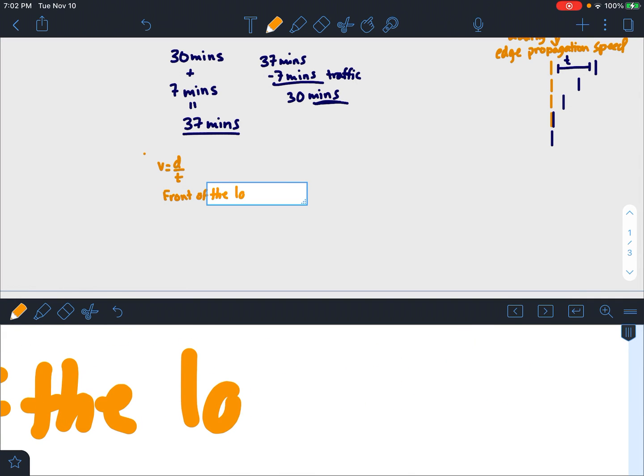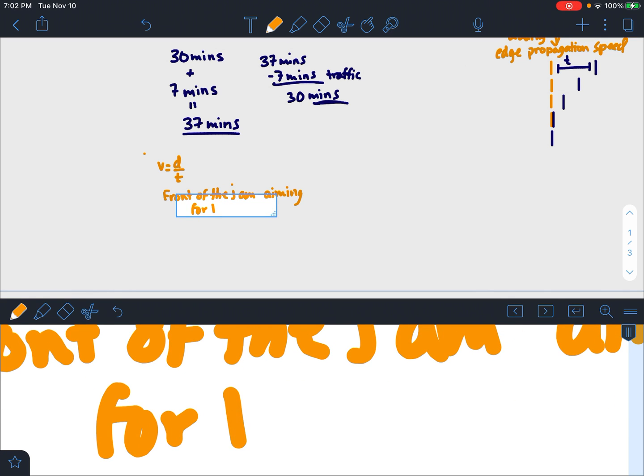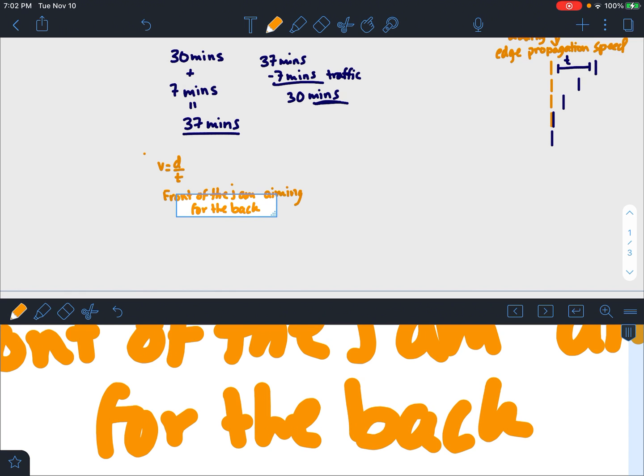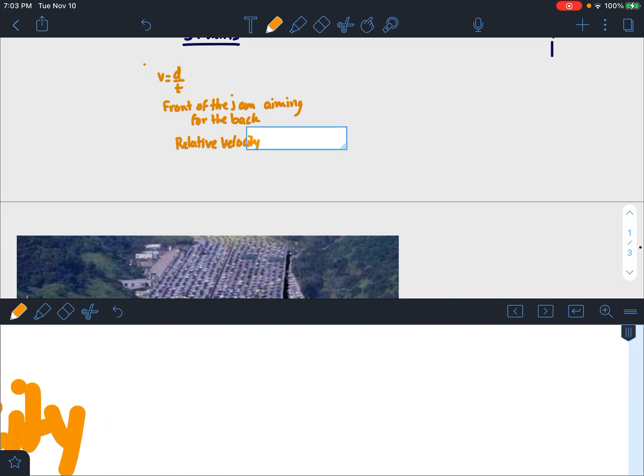The front is trying to get to the back. The jam is aiming for the back. And for that front to aim to that back, I know that we're going to have to find the relative velocity. And that relative velocity is basically another way of saying the range from that front to the back.